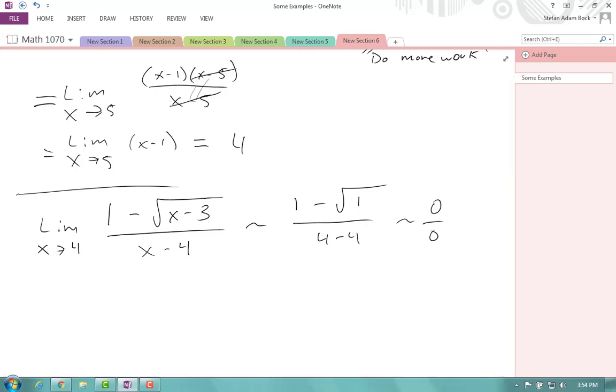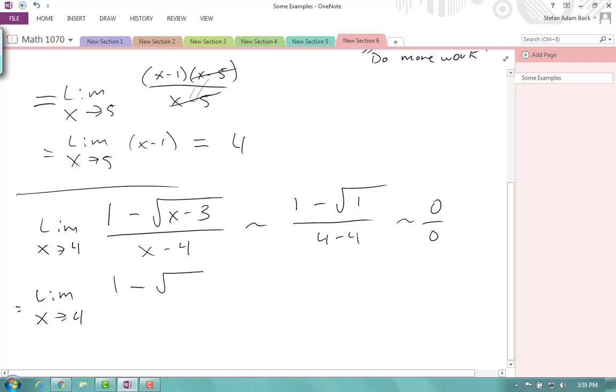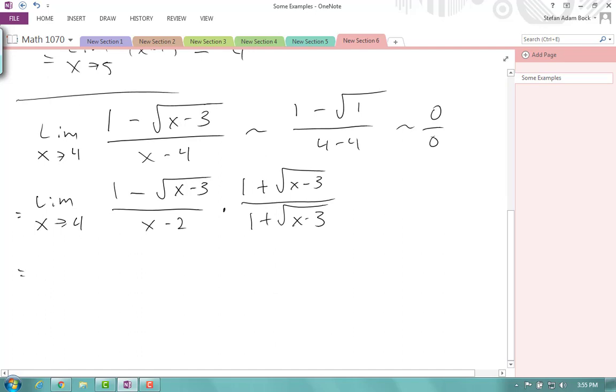But I do have a square root, and I hate square roots, so I'm going to try to get rid of the square root. And the only way I can really get rid of a square root is to multiply and divide by the conjugate, which is just a fancy word for changing the sign in front of the square root. So I'll have a 1 plus the square root of x minus 3, all over 1 plus the square root of x minus 3. And when I multiply this out, let's add some parentheses, because everybody likes parentheses.